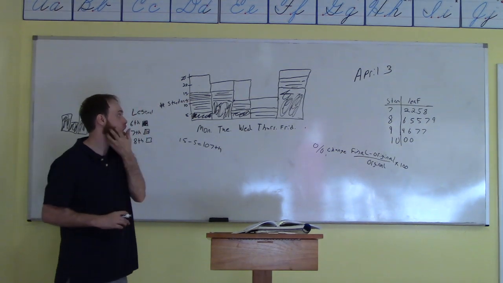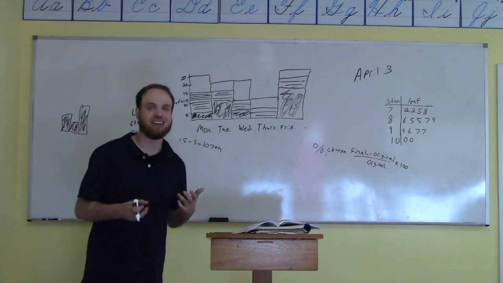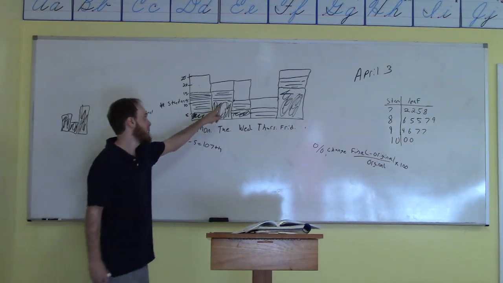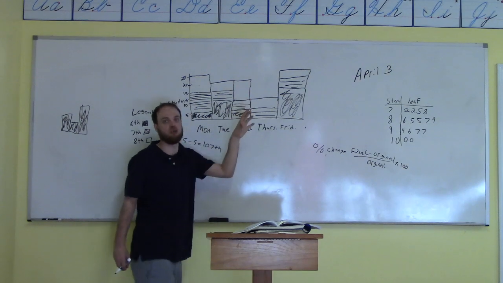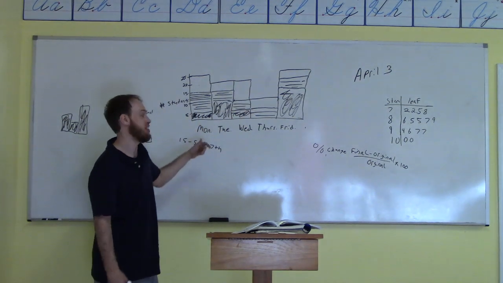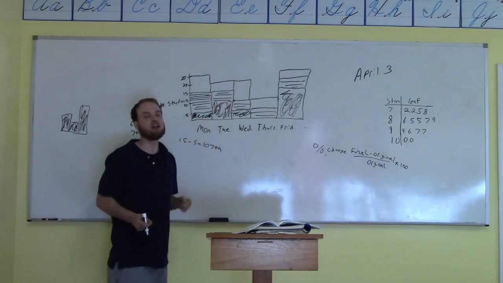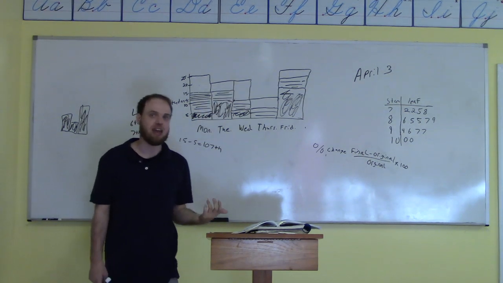If I wanted to know how many people in total, 6th, 7th, and 8th, chose Wednesday, then you would look at Wednesday and see how many total chose it. That would include 6th, 7th, and 8th, so it would just be how high the bar actually is. It goes all the way up to 20, so I know 20 kids chose Wednesday.